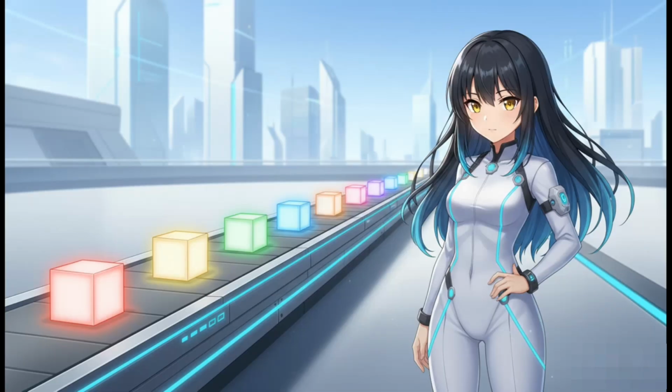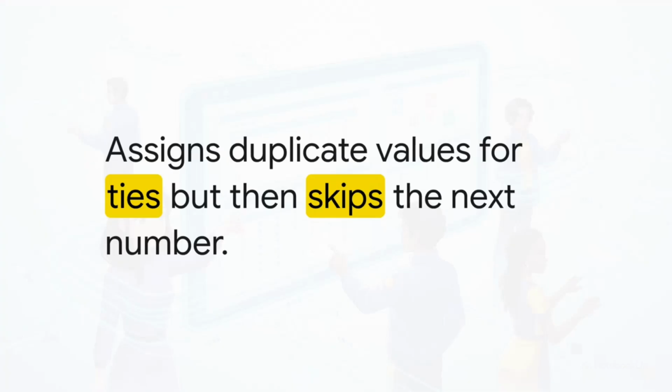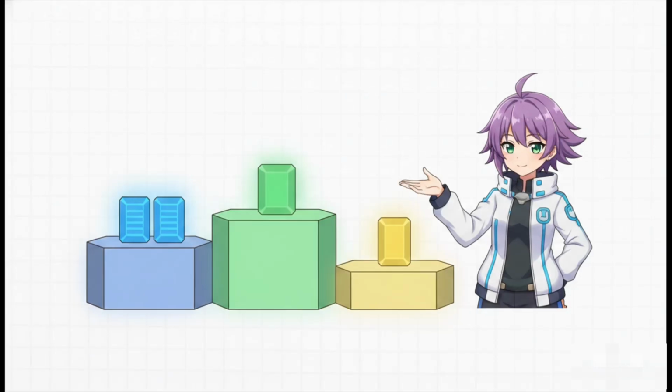First up, ROW_NUMBER. It always forces a totally unique, sequential number, completely ignoring any ties. RANK is different. It assigns duplicate values for ties, but then literally skips the next sequence number. DENSE_RANK allows duplicates for ties too, but it keeps the numerical sequence perfectly intact right afterward, no skips.